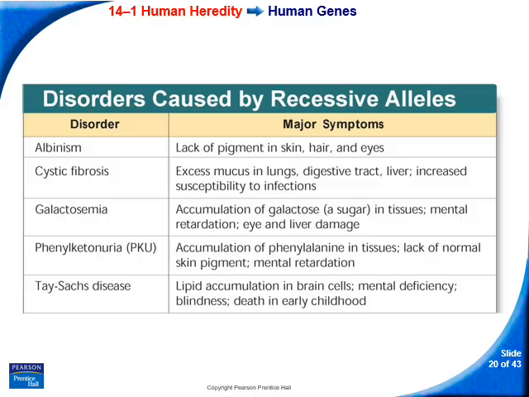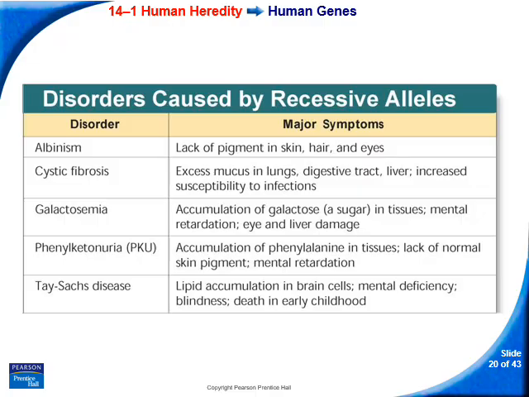Galactosemia is the accumulation of galactose, which is sugar in milk, in tissues, and the result of this will be mental retardation and eye and liver damage. Then you have PKU, or phenylketonuria, which is an accumulation of phenylalanine in the tissues, and the lack of normal skin pigment and mental retardation. These are all recessive alleles, all right?